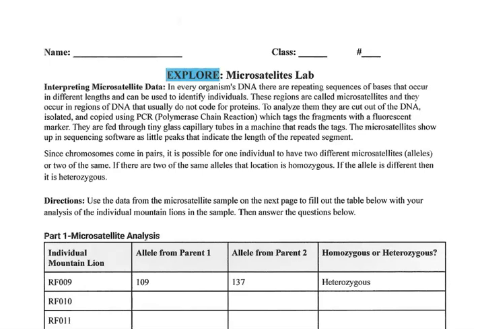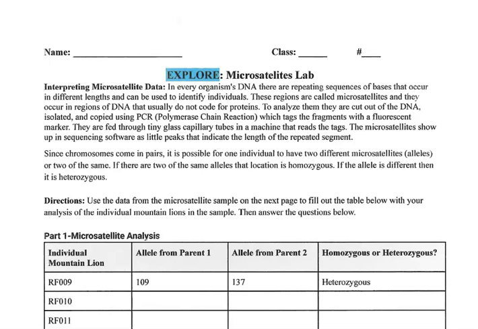Okay, so today we are going to start the microsatellite lab, where you will be interpreting microsatellite data. In every organism's DNA, there are repeating sequences of bases. When we talk about bases, we're talking about those genetic nitrogenous bases: adenine, guanine, cytosine, thymine, right? The A and the T, the C and the G. We've talked about those before.